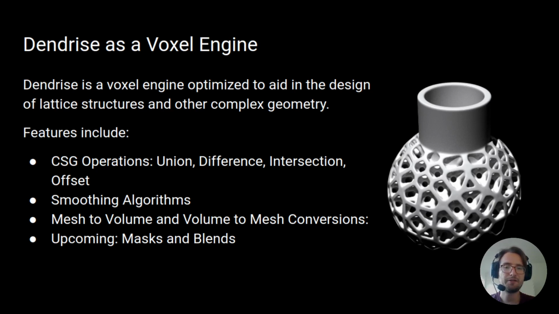It includes features such as easy Boolean operations, such as union, differences, intersections, even offsets. It also has a variety of smoothing algorithms that help you achieve that nice organic look in your geometry. It can convert mesh to volumes. Volume is the native Dendrise voxel representation, and also volume to mesh conversions, obviously. And we have a lot of features upcoming, such as masks and blends. So keep an eye out for that.